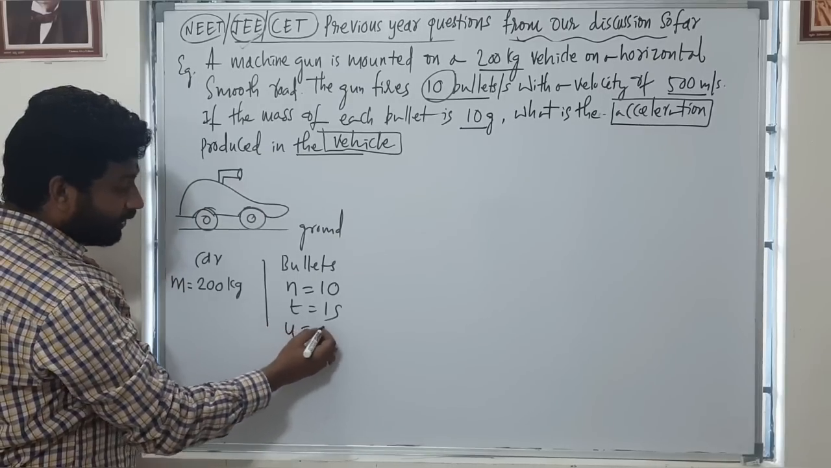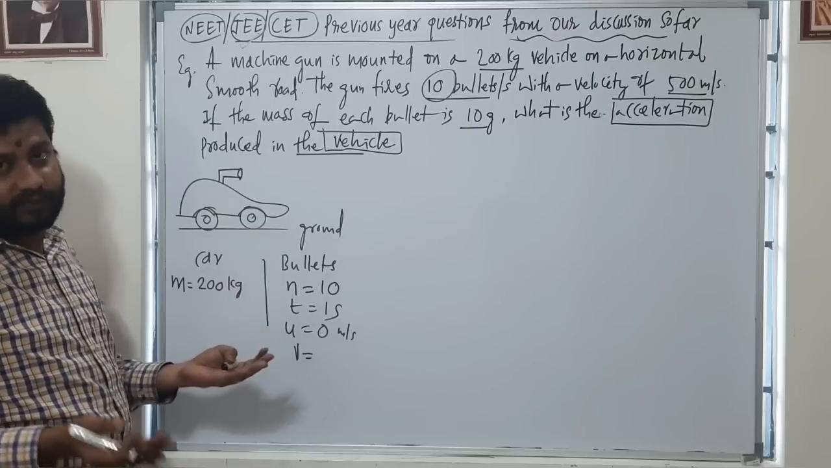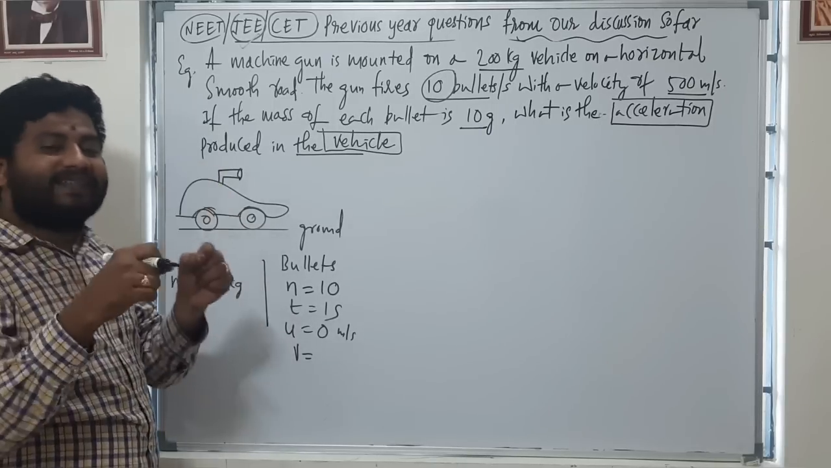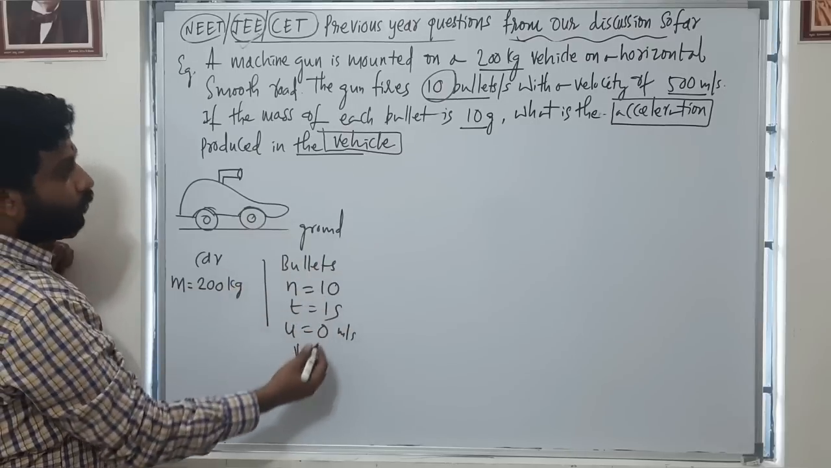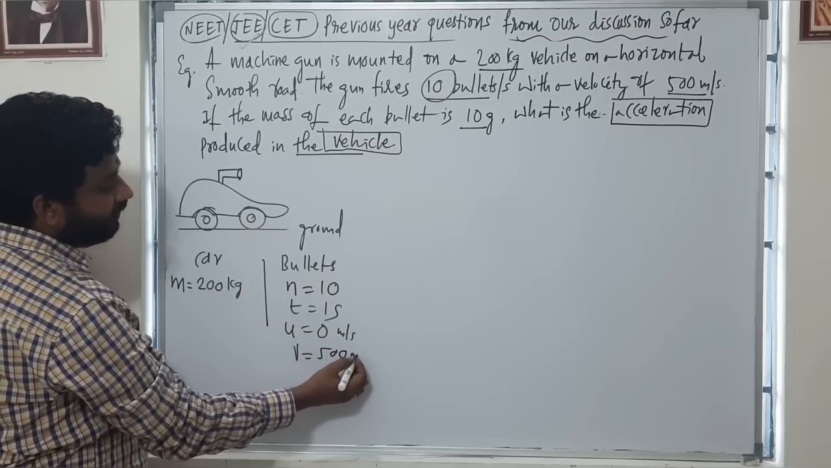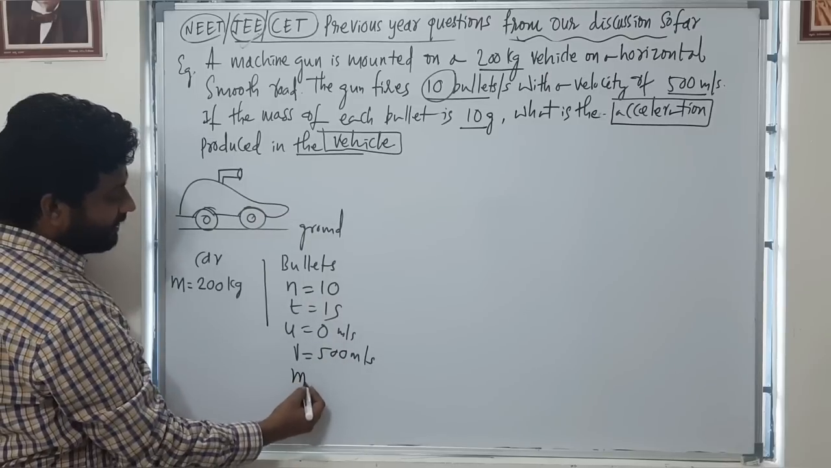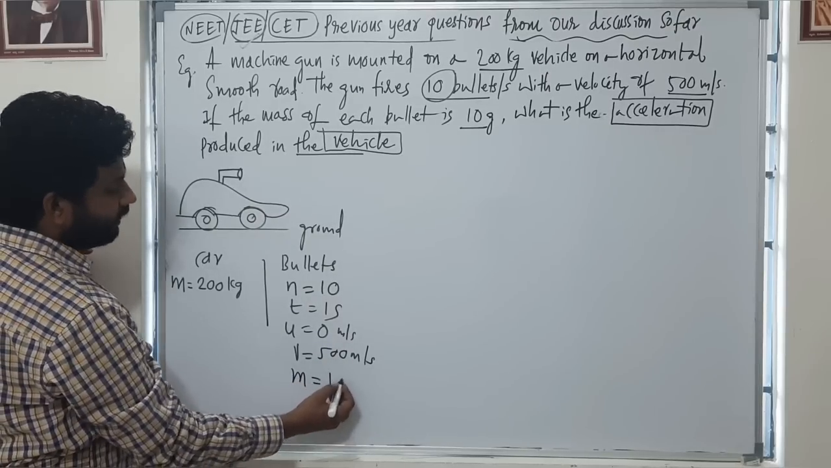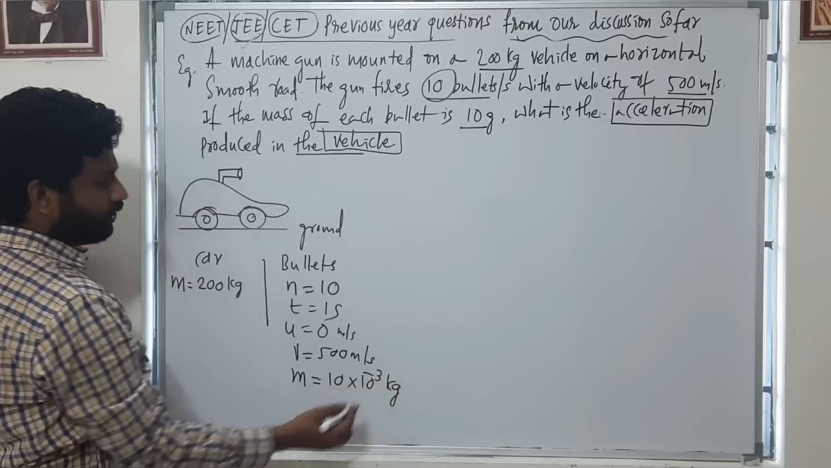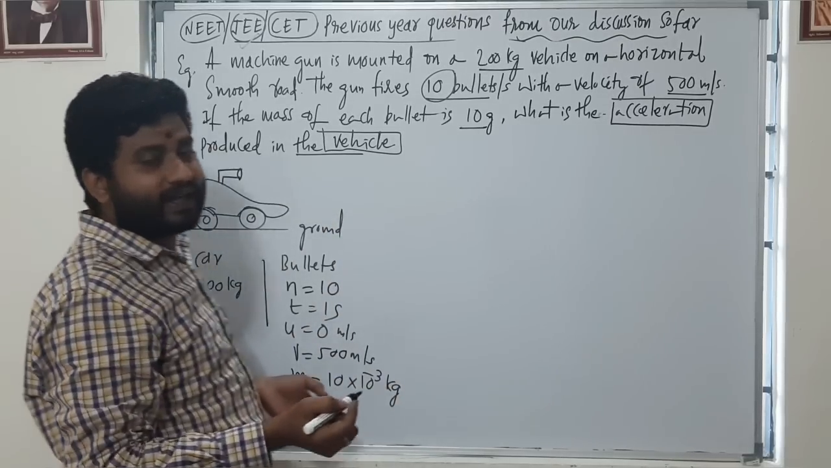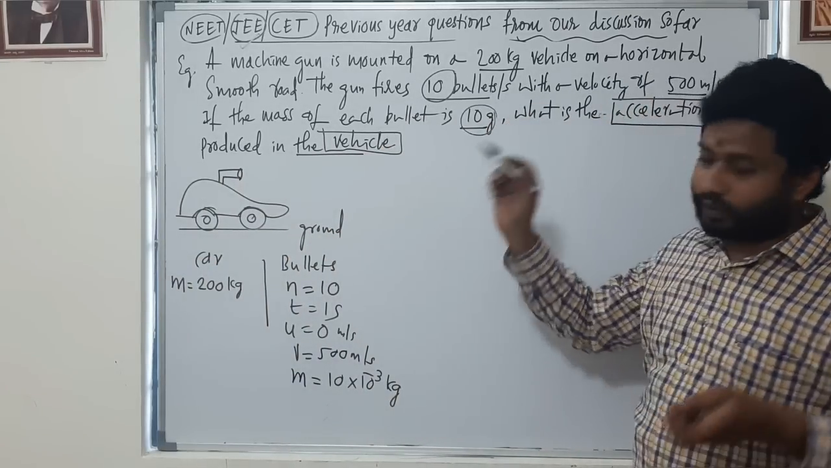Initial velocity of the bullet is 0. Final velocity, that means before firing there is no velocity for the bullet. It will just sit inside the gun. Once the force is applied, then the bullet will move with a velocity given 500 meters per second. Mass of each bullet is equal to, what is that? 10 grams. That is 10 into 10 raised to minus 3 kilogram, because everything is given in SI units and I need to convert the mass of each bullet also into kilogram.